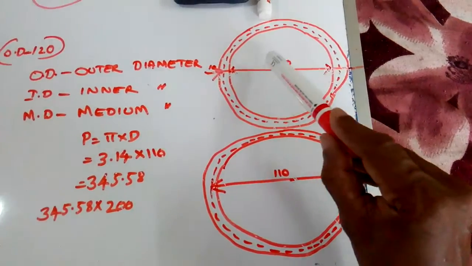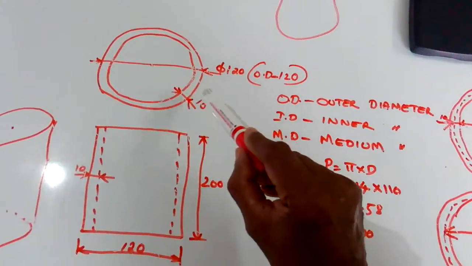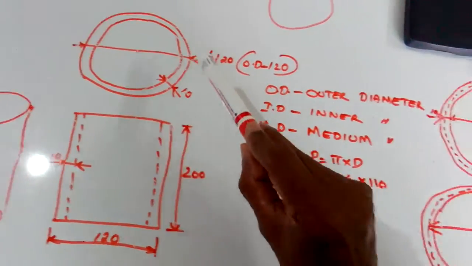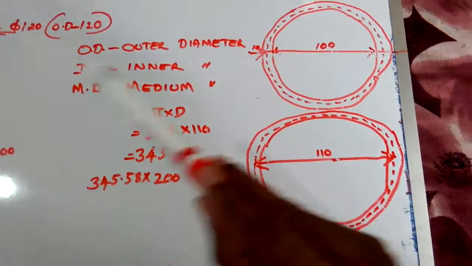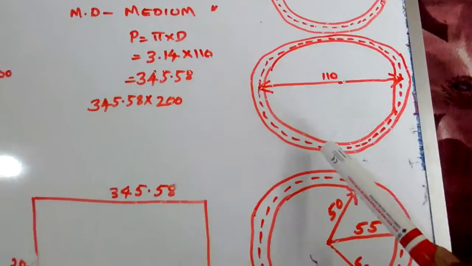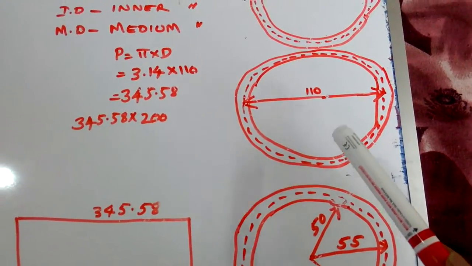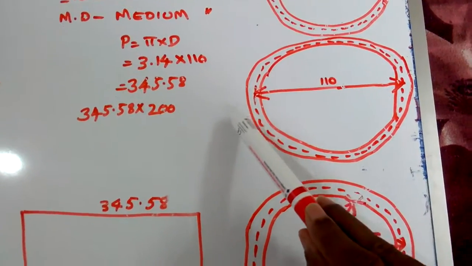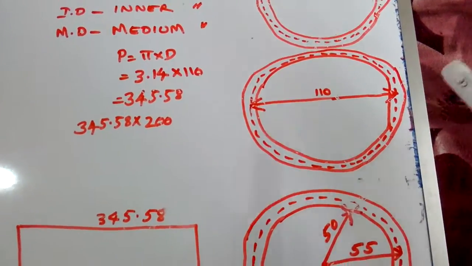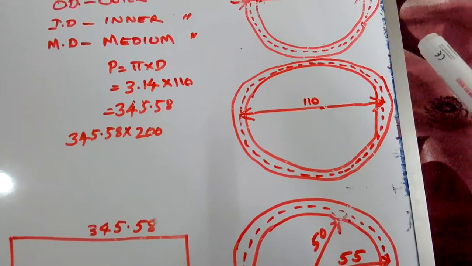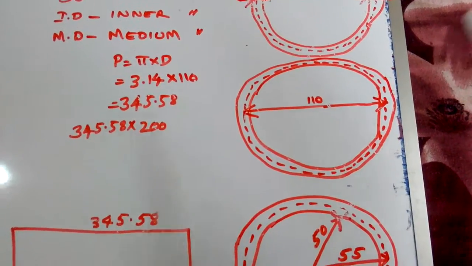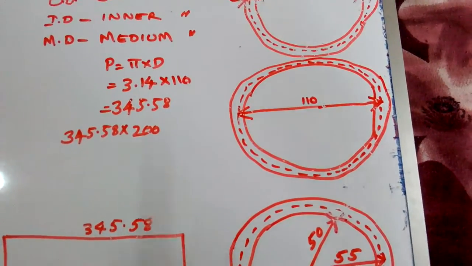Whatever I have written here, 100 is correct. Whatever I have written, 120 is correct. 120 is indicating outer surface to outer surface. 100 is indicating inner diameter to inner diameter. 110 is indicating the same kind of measurement, medium diameter to medium diameter. So when we calculate, we shouldn't use the outer diameter and we shouldn't use the inner diameter; we have to use the medium diameter. Then we will get the proper measurement.